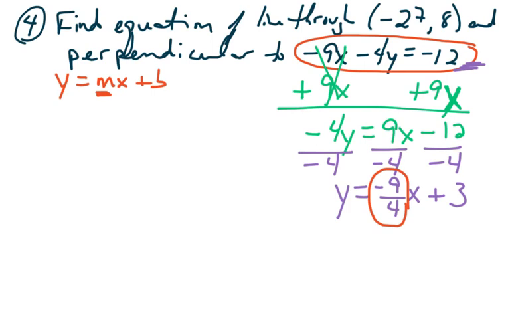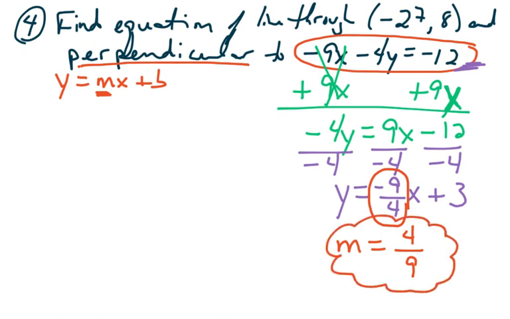Okay. Now again, I need the perpendicular line. So the slope of this line is negative 9/4. But because I'm writing the slope of the perpendicular line, I need the negative reciprocal of that. So the slope that I'm going to use is going to be a positive 4/9. Switch the sign from negative to positive, switch the bottom to the top. Now that I have my slope and a point that it goes through, I can use my point slope form.